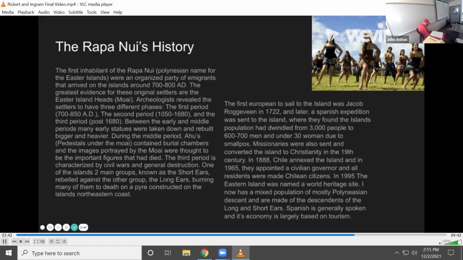In 1888, Chile annexed the island. In 1965, they appointed a civilian governor, and all residents were made Chilean citizens. In 1995, Easter Island was named a World Heritage Site, and it now has a mixed population, mostly of Polynesian descent, made up of the descendants of the Long and Short Ears. Spanish is generally spoken, and its economy is largely based on tourism.